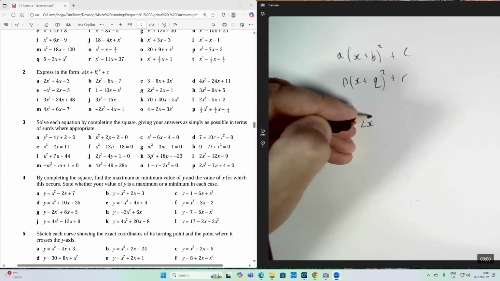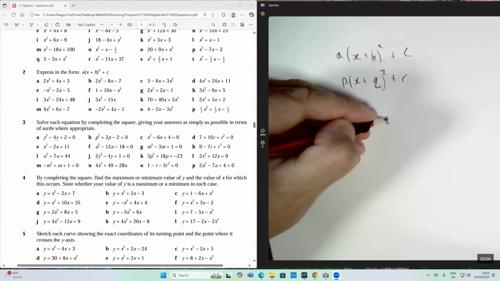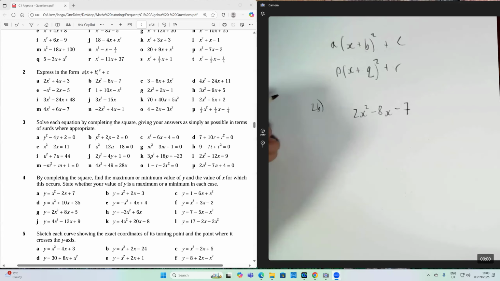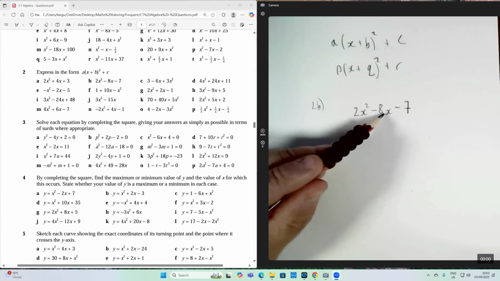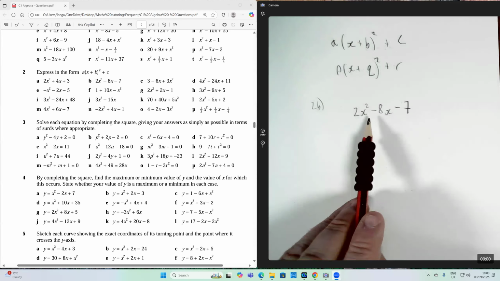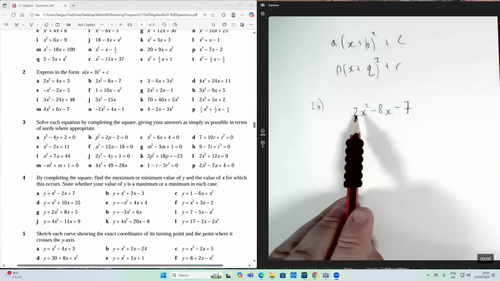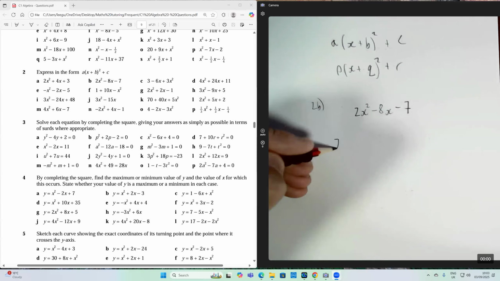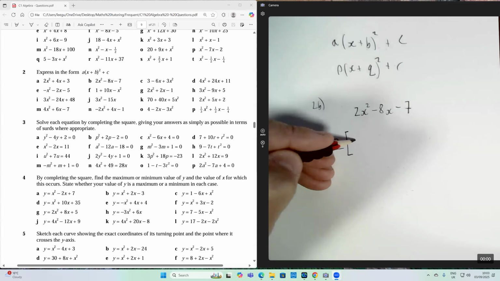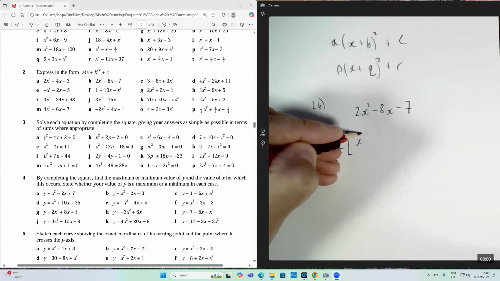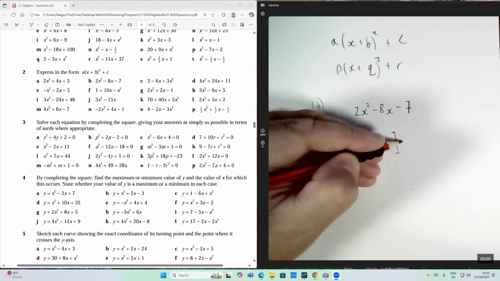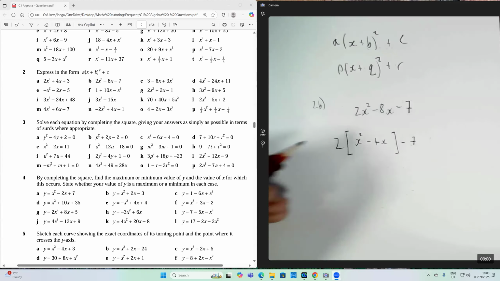So 2x squared minus 8x minus 7. Now, there's different ways that teachers teach this. I like to just take a factor out of the first two terms. Some teachers take a factor out of the whole thing, but I quite like to just factorise something out of the first two terms. So I'm going to factorise out a 2 here, and I like to write a square bracket. There's nothing special about that square bracket. It's just there to show that it's different to the other bracket that we'll get in a moment. So there's no special meaning. I just prefer to write a square bracket.